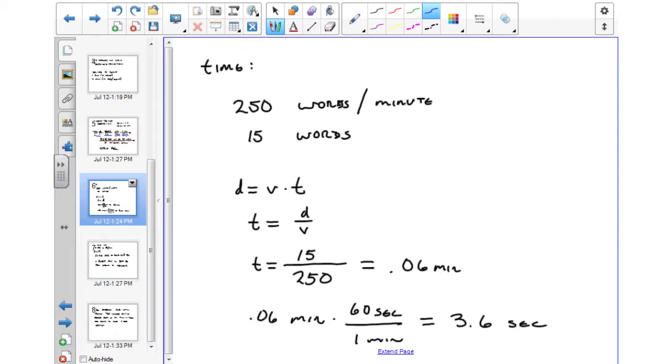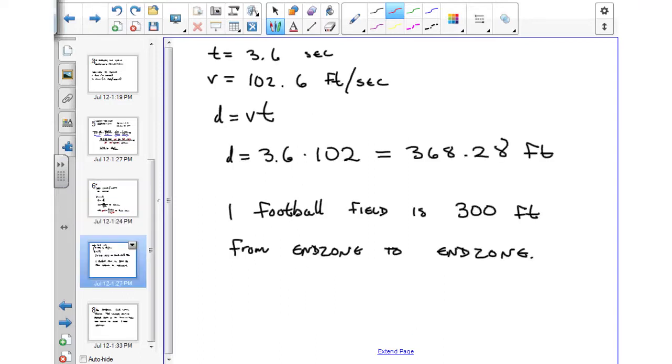Using the same strategy as before, we convert minutes into seconds, and again, minutes cancel with minutes, so we're left with 0.06 times 60 seconds, or 3.6 seconds. We now have a time, 3.6 seconds, and a velocity, 102.6 feet per second. Going back to our velocity equation one more time, distance equals velocity times time. We plug those values in. So our distance is going to be 3.6 seconds times 102.6 feet per second, with a result of 368.28 feet.